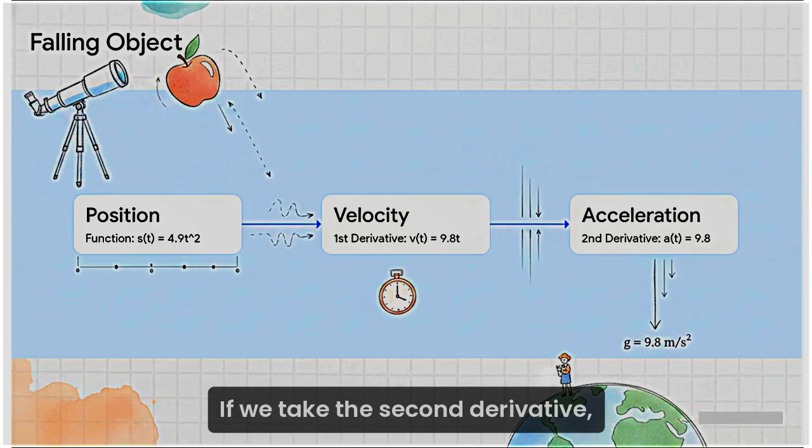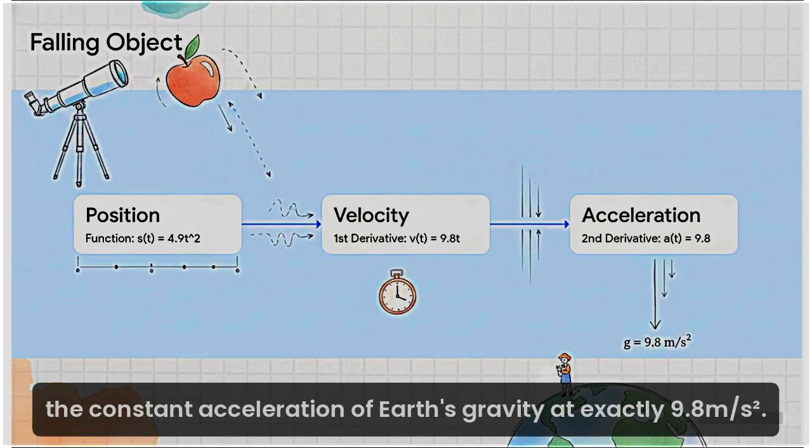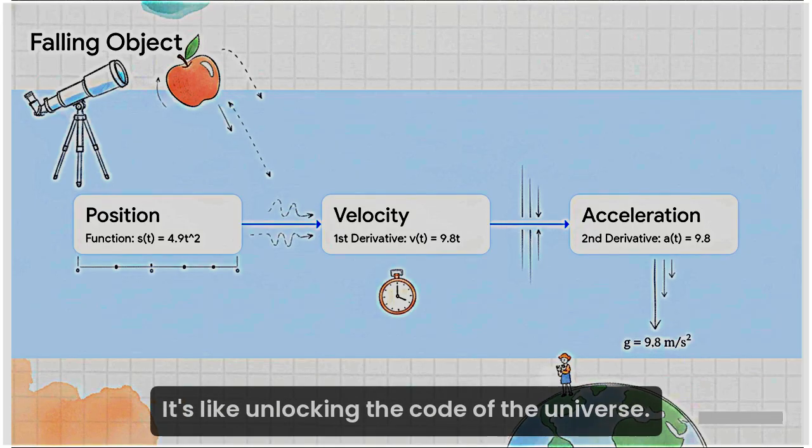And watch how beautifully this builds. If we take the second derivative, meaning the derivative of the velocity, it perfectly reveals the constant acceleration of Earth's gravity at exactly 9.8 meters per second squared. It's like unlocking the code of the universe.